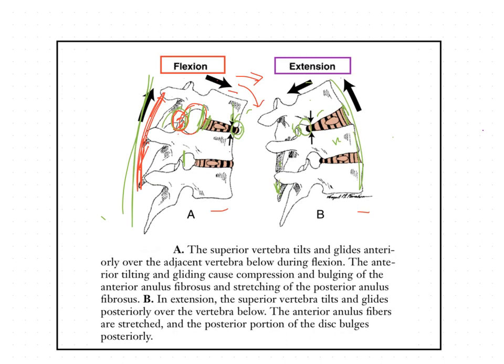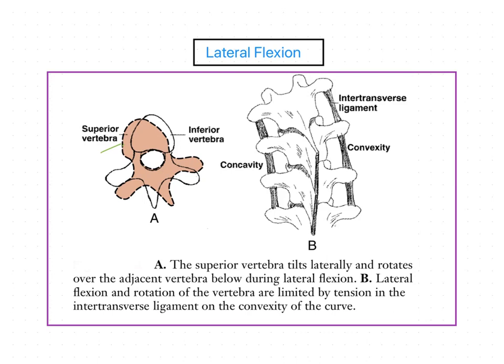Okay, so here what will happen to the disc? The posterior annulus is going to compress, whereas the anterior annulus is going to be stretched. So these are the things that happen during extension. Now we will move on to lateral flexion.